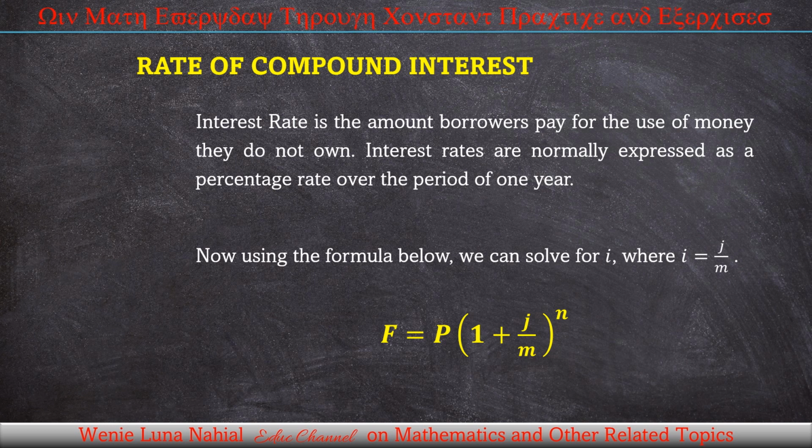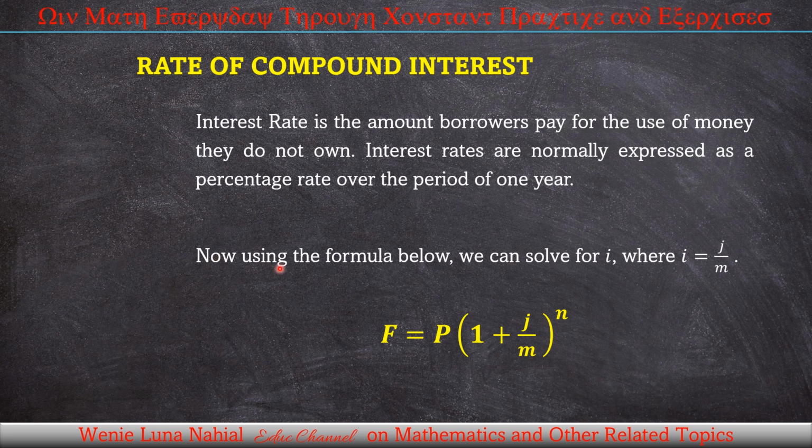Now, rate of compound interest. Interest rate is the amount borrowers pay for the use of money they do not own. Interest rates are normally expressed as a percentage rate over the period of 1 year. Okay, so that's our understanding about interest rate. That is the rate agreed between the lenders and the borrowers. Now, that is considered as good for 1 year.